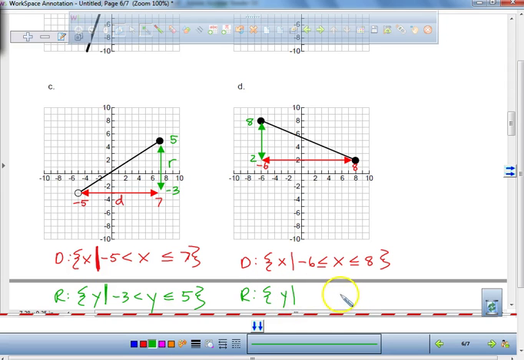Set of all Y values such that Y is less than or equal to my highest number, which is an 8, and greater than or equal to a 2. And why is it equal to? Because it's solid, because that's a solid. Those are your final answers.